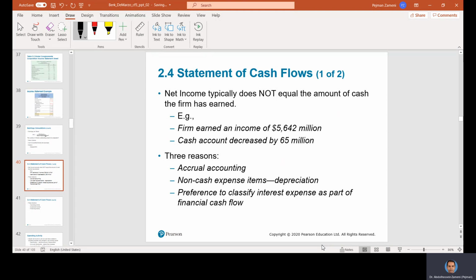There could be a few reasons. Accrual accounting, the way that we record the expenses and the incomes. Non-cash expense items like depreciation, right? Depreciation is a non-cash item which we include in the income statement, but it is not really cash that we pay out. Also, a preference to classify interest expense as part of financial cash flow.